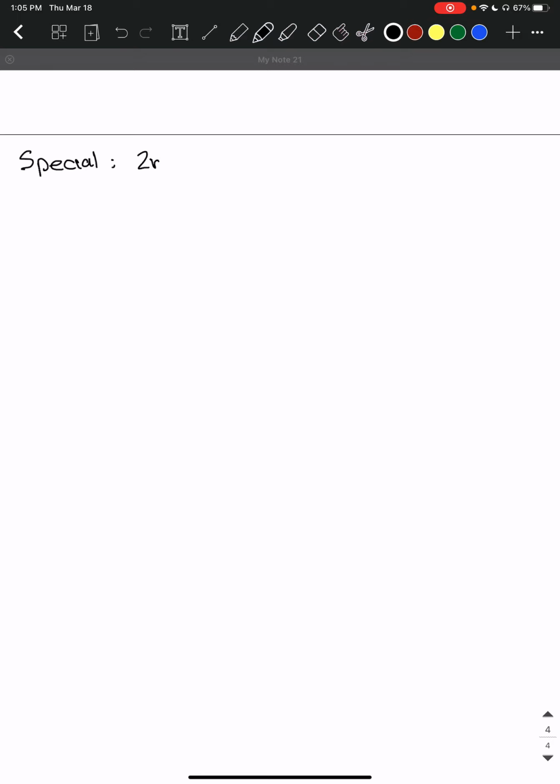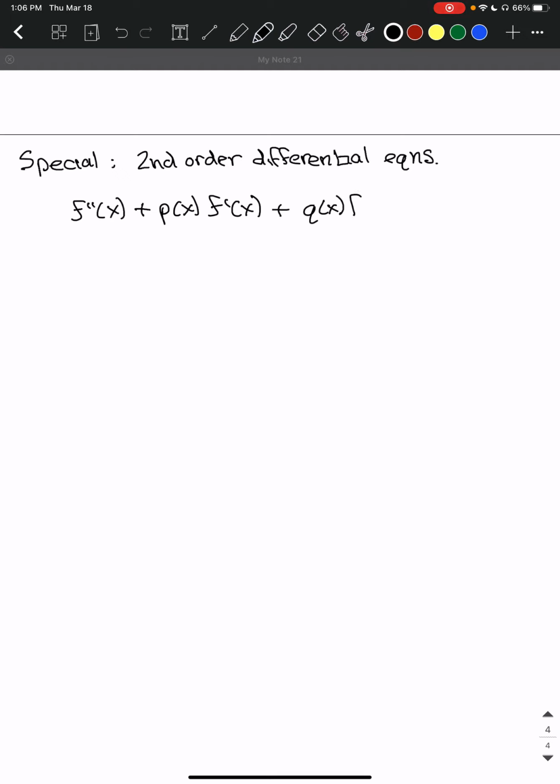So these are second order linear differential equations. I'll call them just differential equations. The ones we look at this week look like this. So I have f double prime of x, you can use x or t, plus a function p of x out front of my f prime, and then a different function q of x sitting out front of just my normal f of x. And for now, we're setting this equal to 0.